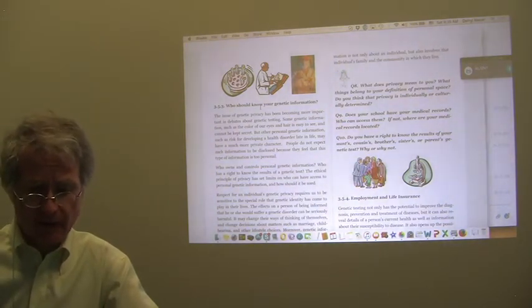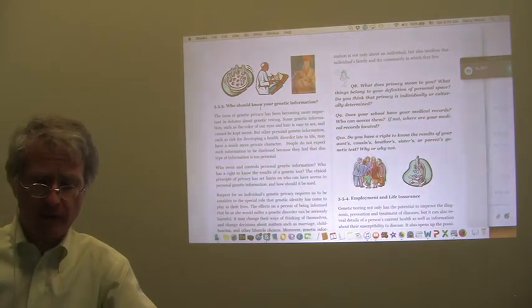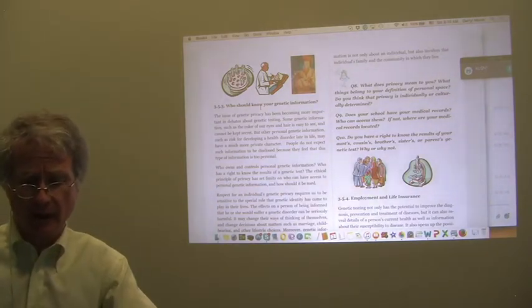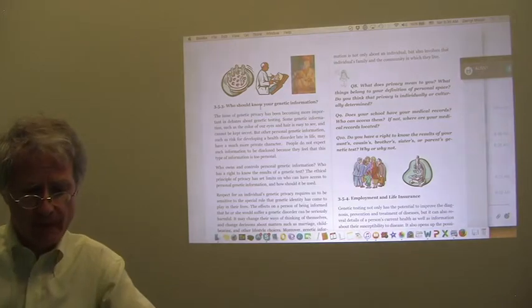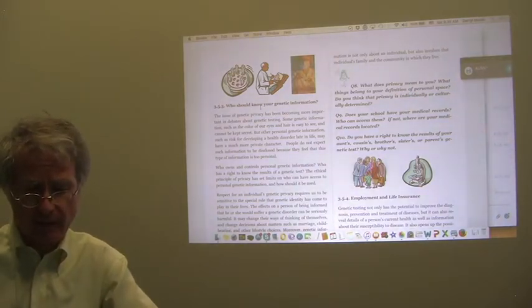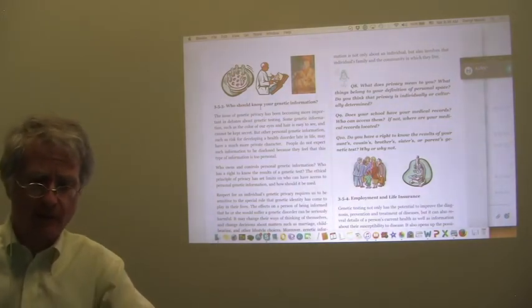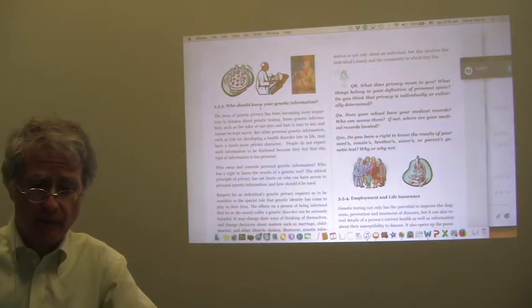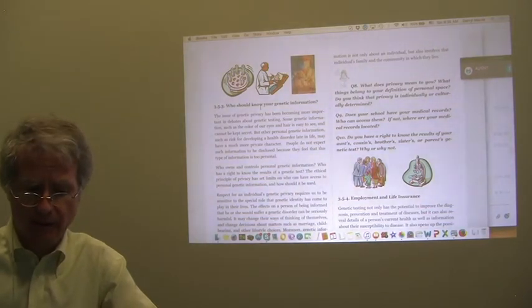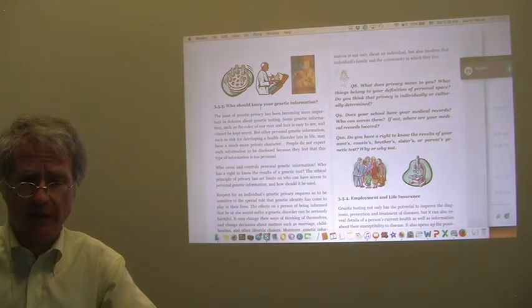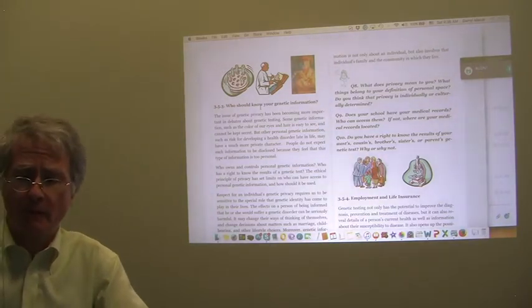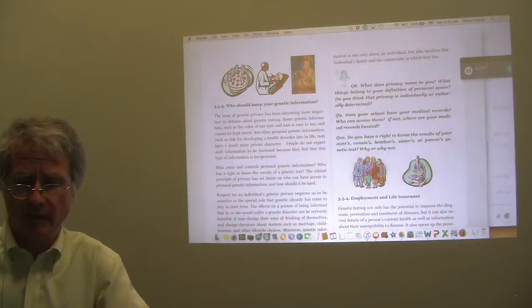The effect on a person of being informed that he or she would suffer a genetic disorder can be seriously harmful. It may change the ways they think of themselves and change decisions about matters such as marriage, childbearing and other lifestyle choices. Moreover, genetic information is not only about an individual, but also involves that individual's family and the community in which they live.